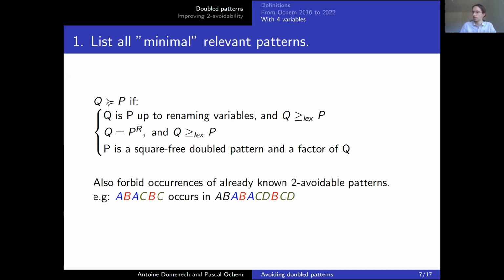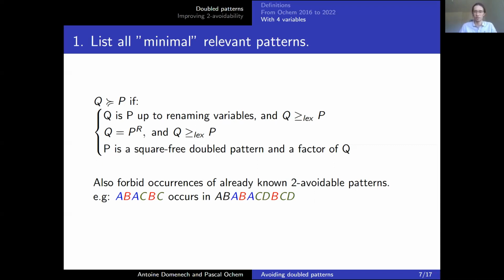The mapping is the color. So A to I, B to B, and C to CD. As it is avoidable, the one on the right is avoidable. And with that, we have a nice list of minimal relevant patterns. It's still a bit big, but not too big. We can work with it.